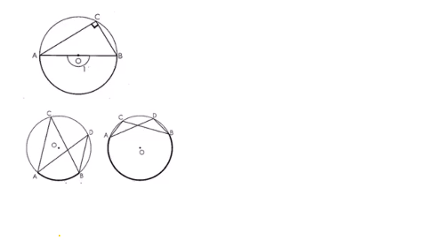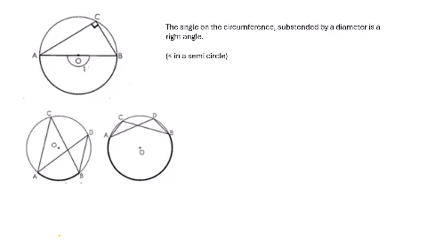Okay, so the next two corollaries are very important. This is number one. Number one says the angle on the circumference subtended by a diameter is a right angle, and the abbreviation we use is angle in a semicircle. So this is the diameter of the circle AB, and this AB is subtending the angle C at the circumference. So this will be equal to 90 degrees. This is what the corollaries mean.